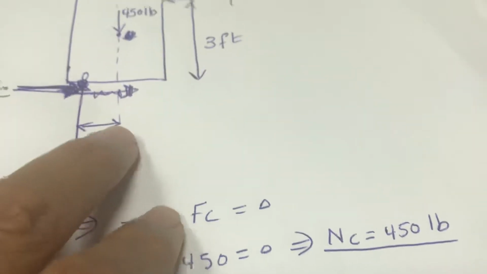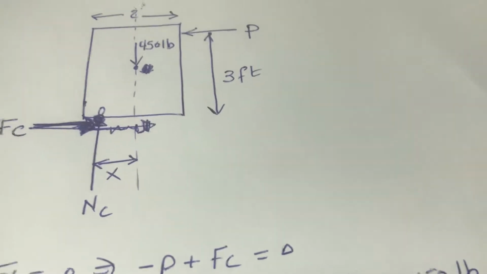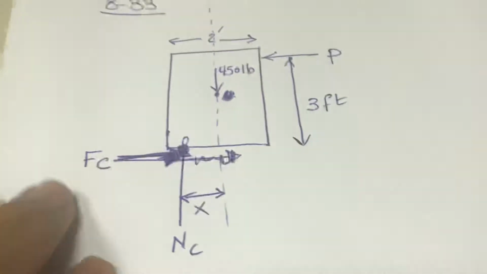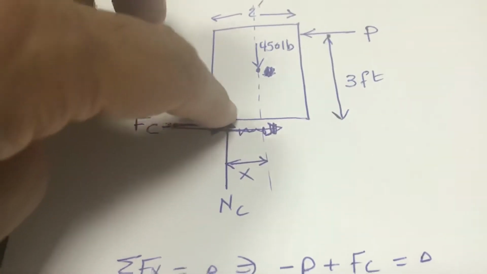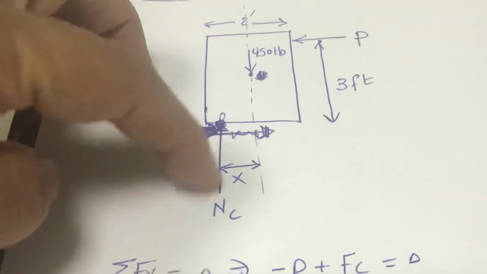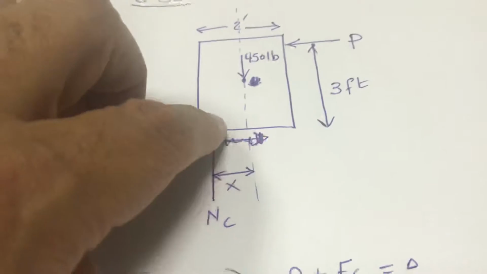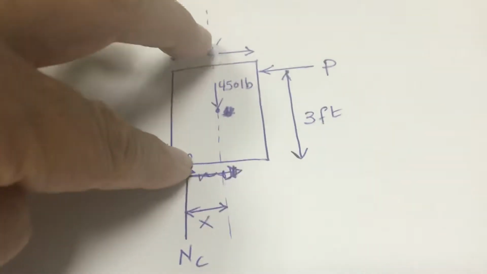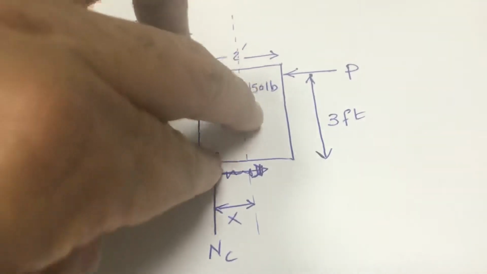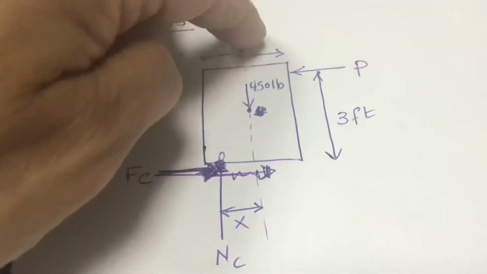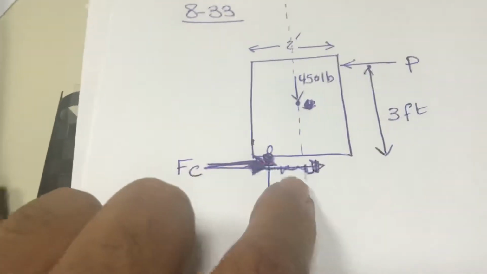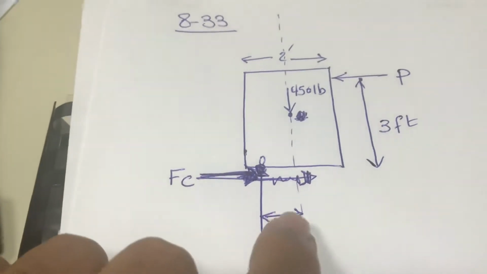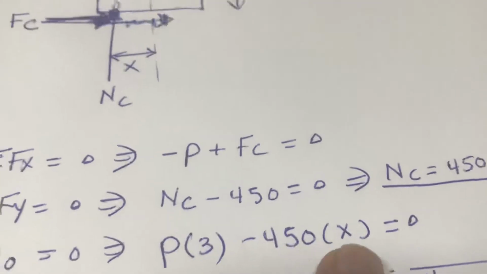Now, we need to find a relationship with the X, so let's find the moment at point O. If you find the moment at point O, Fc and Nc will be cancelled. So you can see the moment at O, the 450 pound weight is going to pull the crate that way. So this is negative, minus 450 times, what is the distance? X. So minus 450 times X.